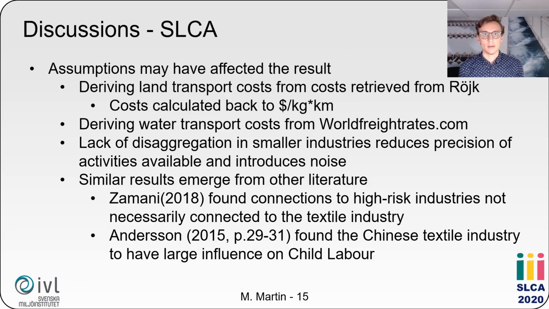Discussing some assumptions that have affected the results, maybe is deriving the land transport costs from cost retrieved from ROIC, which we sort of backtracked and calculated cost for from a $1 per kilogram-kilometer perspective. And deriving the transport costs from worldfreightrates.com might also not have been the greatest idea because they didn't show up at all. Lack of disaggregation in smaller industries reduces the precision of the activities available and introduces noise. And even though this happened, similar results emerge from the other literature that we already discussed at the start of this presentation.